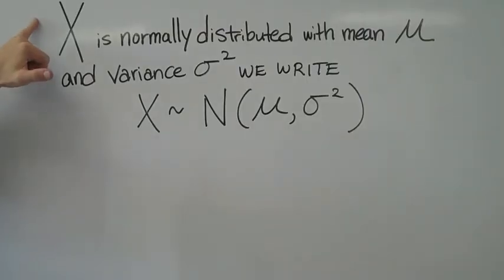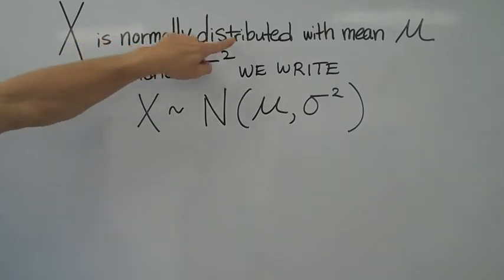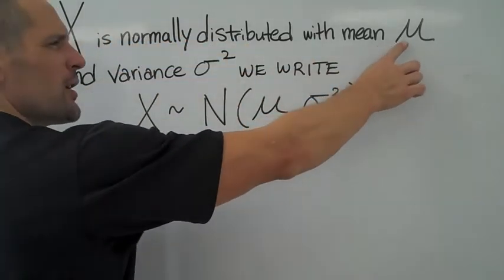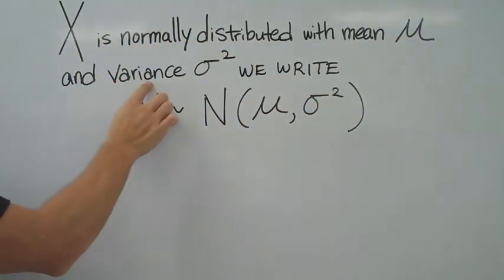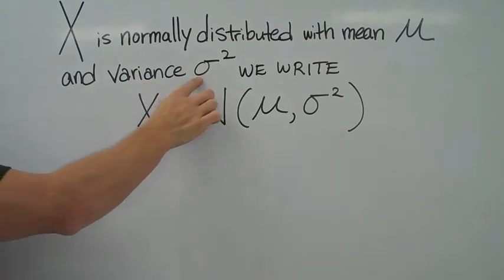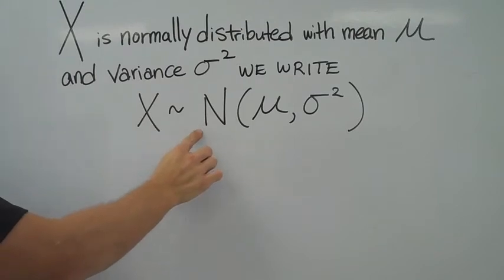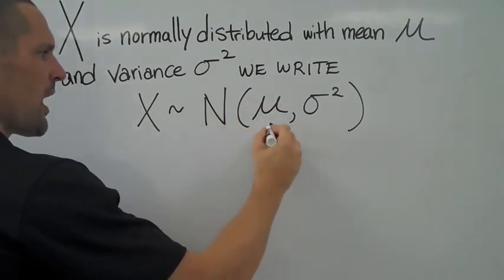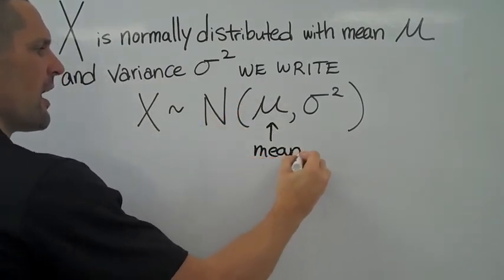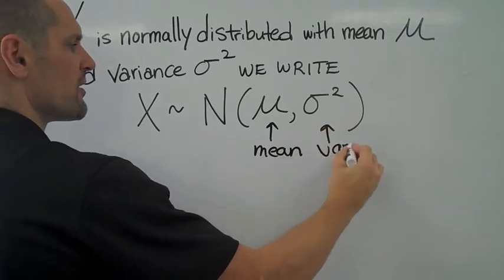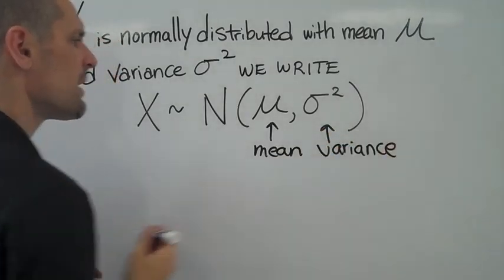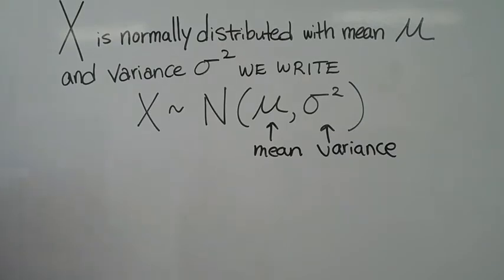If the random variable X is normally distributed, with mean mu and variance, remember it's not standard deviation, but variance, sigma squared, we write capital X is normally distributed. This is going to be our mean here, and this is going to be our variance. So we talk in terms of mean and variance.